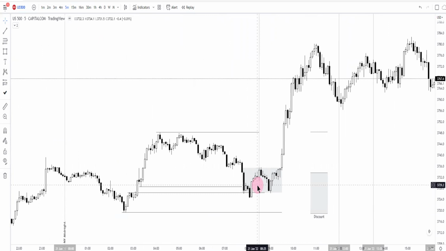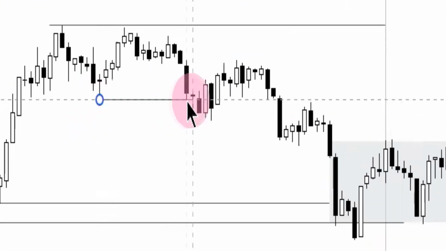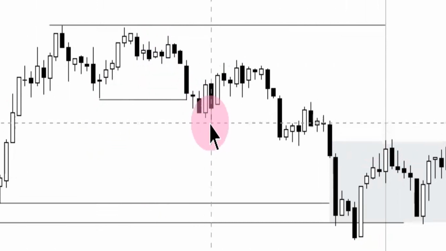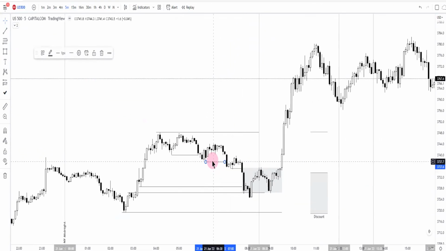So what is the 3 drives pattern? Where price has stopped the retailer out a couple of times, so you're able to capitalize from that. So here they were looking for longs, they got stopped out. Here they were looking for longs, they got stopped out. And here again, they were looking for longs and they got stopped out. So you get that 3 drives pattern where you can capitalize from.